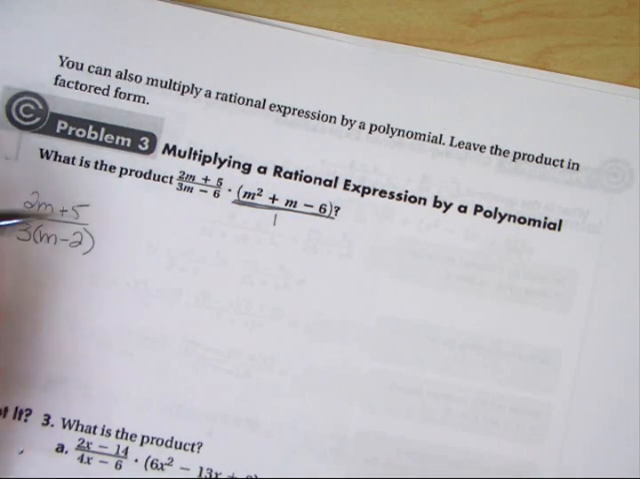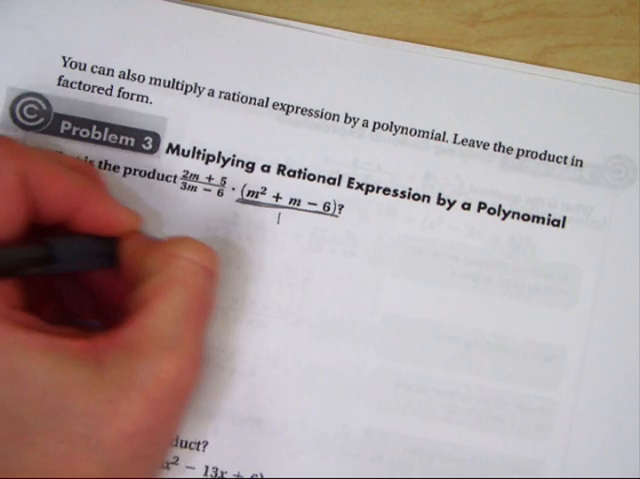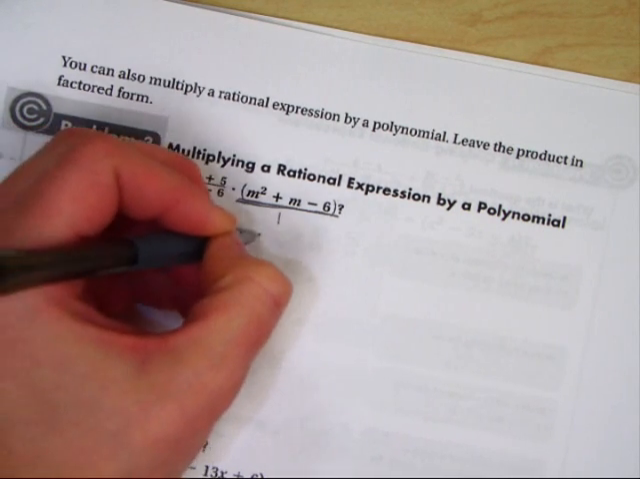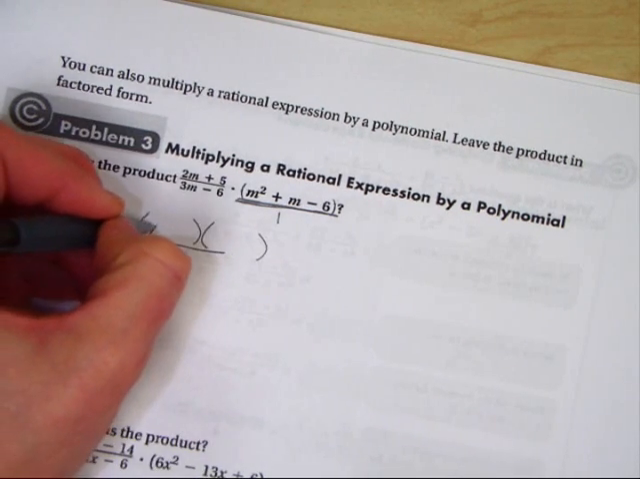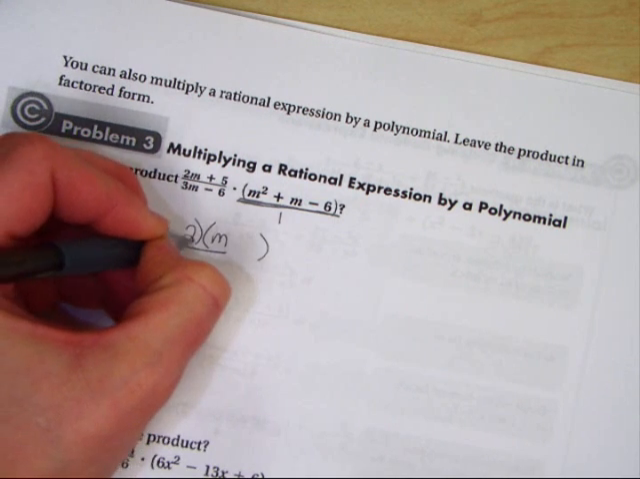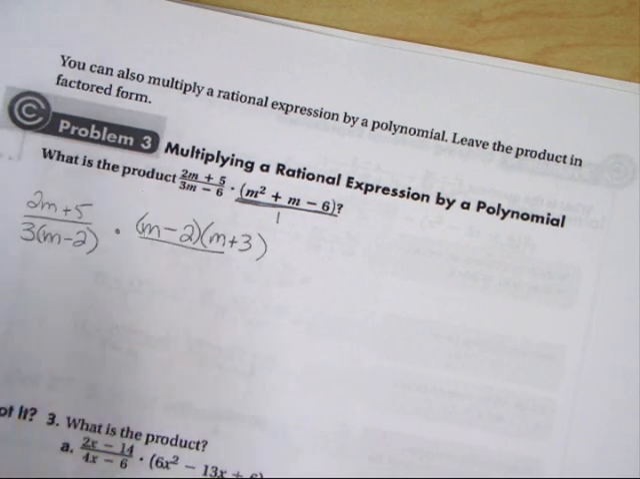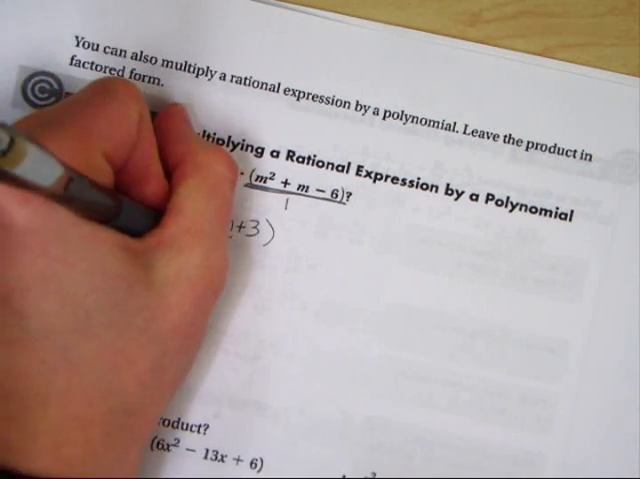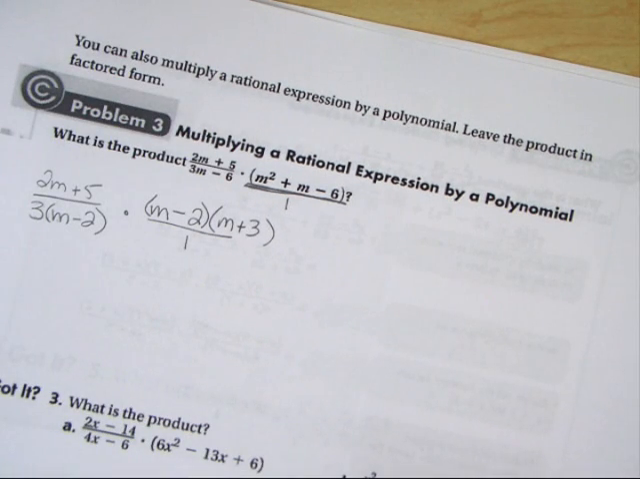So you get 3 times m minus 2, times the top right, which is a binomial, 2 binomials, m and m, 2 and 3. The 3 is a plus and the 2 is the minus to get the plus one you need. And that's all over a 1. So they're just saying you can take a rational expression, multiply it by a polynomial, that would be over 1.